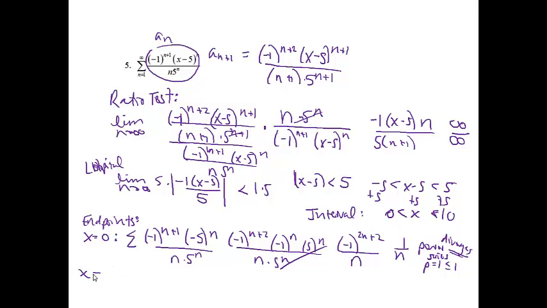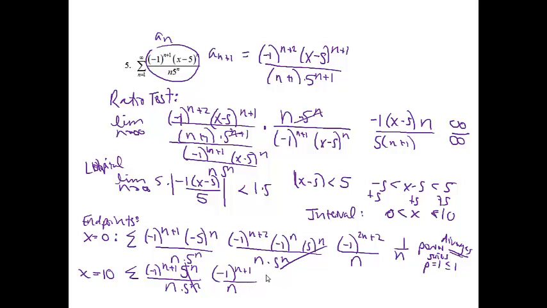So let's test our other endpoint, which will be 10. So if I test 10, we'll get negative 1 to the n plus 1. And then if I plug 10 in, I'll get 5 to the n over n times 5 to the n. My 5 to the n's will cancel. I notice I'm left with this, and this is an alternating series.